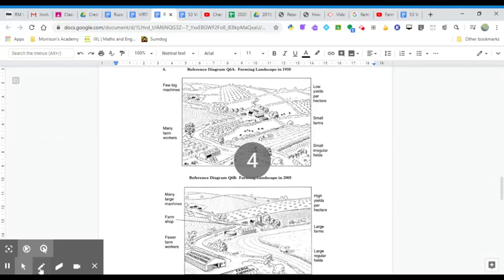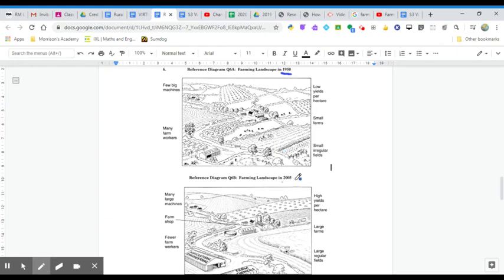Okay, this tutorial is going to help you describe the changes in farming that are shown in these two diagrams, along with some other resources like films that you will have no doubt seen that cover this. Right, let's get started.